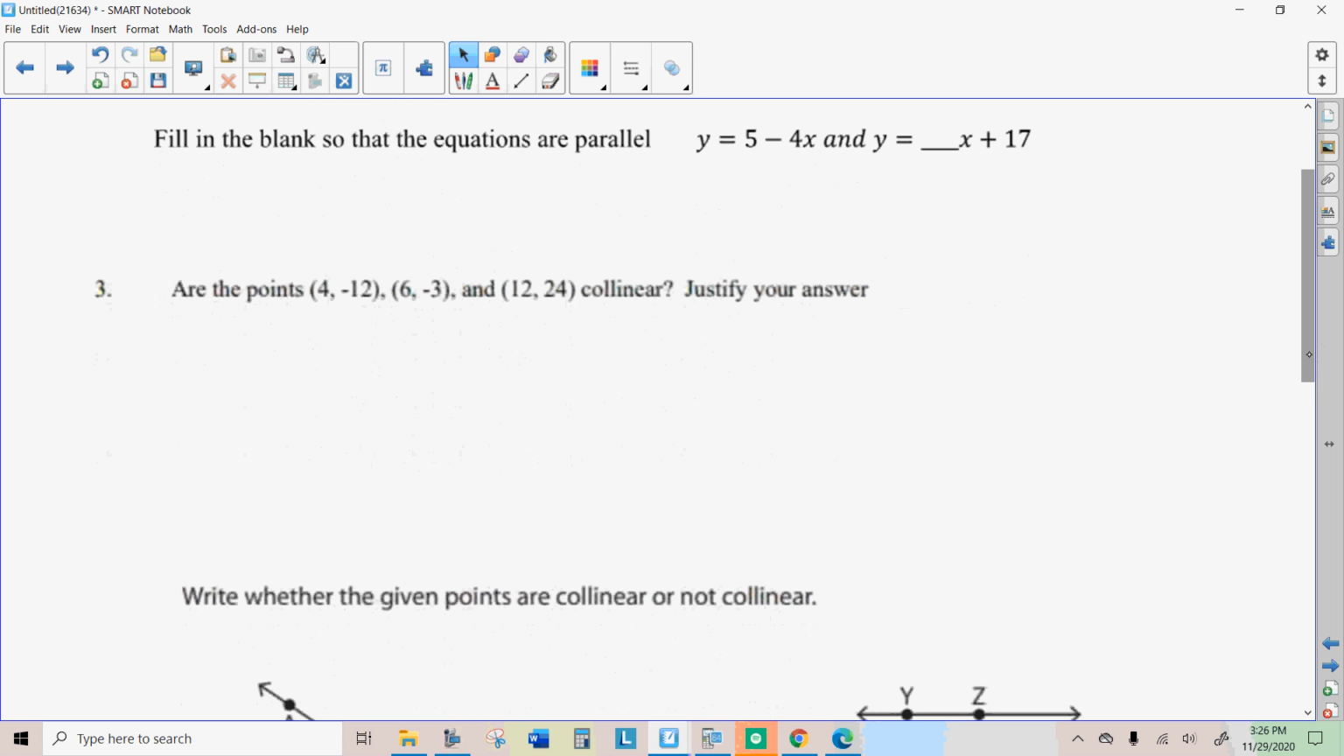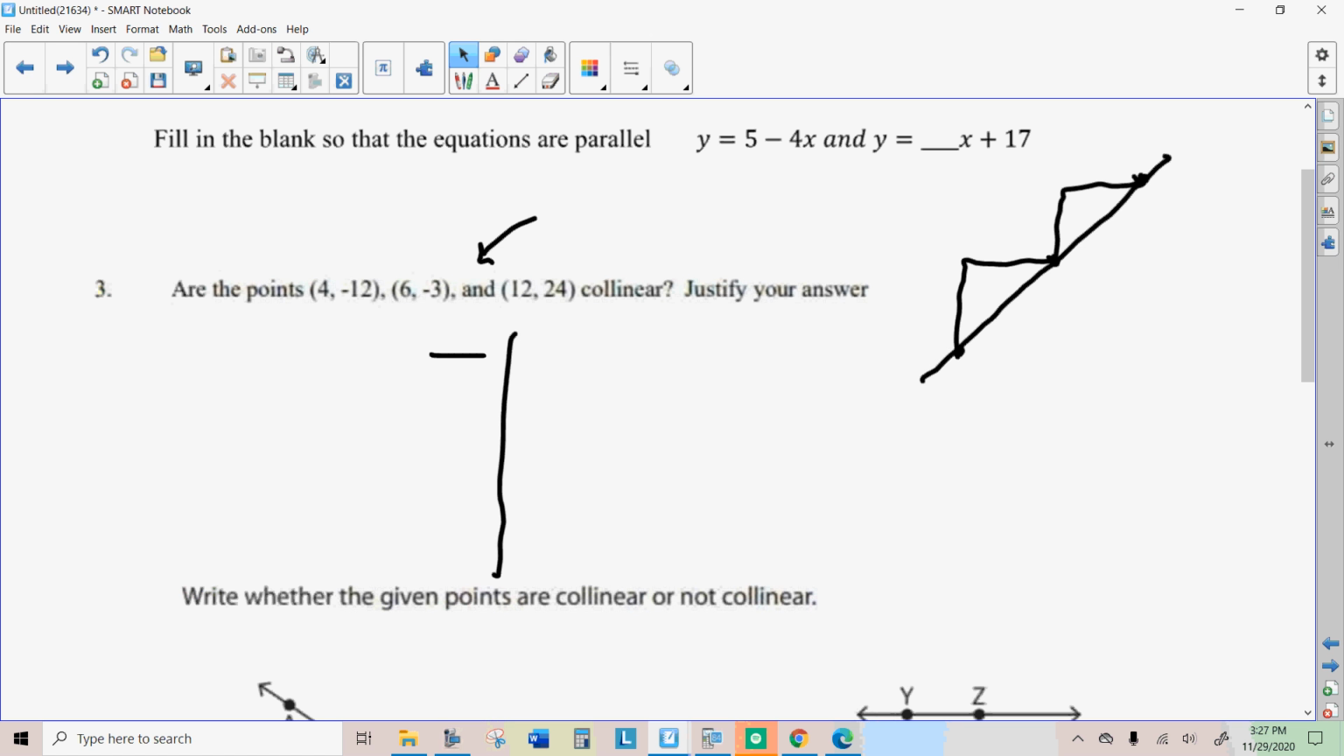All right. I'm going to move on to problem number 3 here. We're going to try and figure out if these points are collinear. Well, if you have 3 points and they all line up, you're going to find that you have the same rise over run between the first 2 points as you have between the second 2 points. So that's what I'm going to do to figure this out.